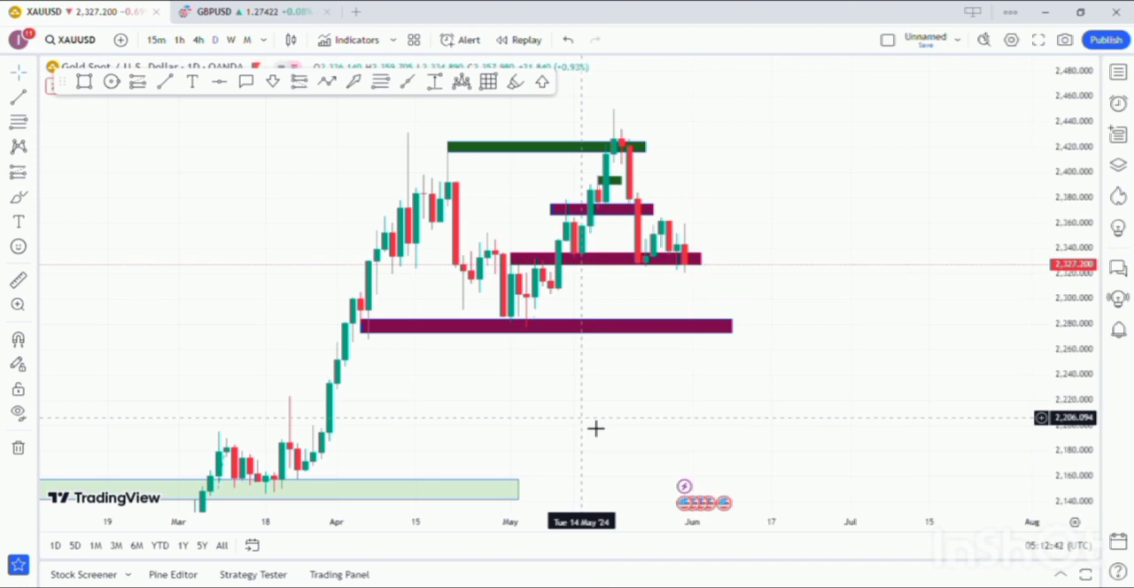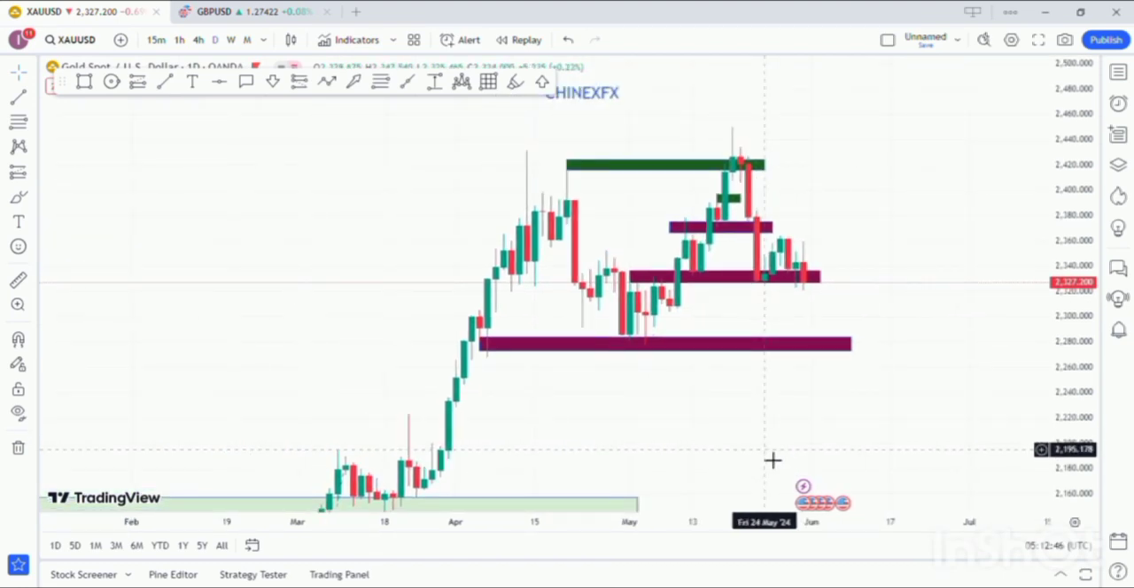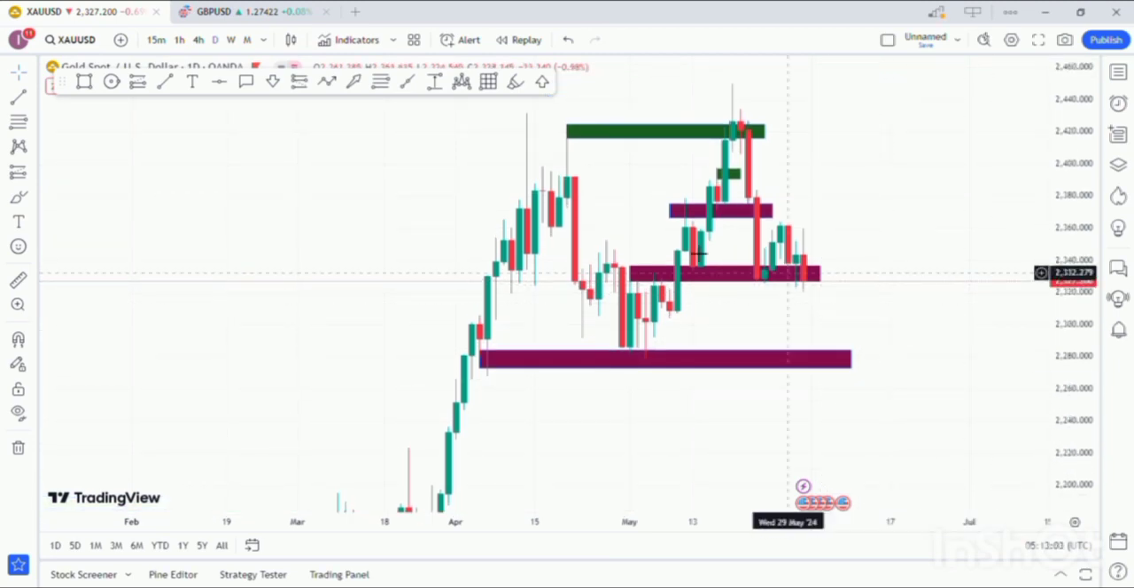On the daily time frame, as you can see, there are some key zones that were marked out for last week, which we were expecting XAUUSD to either move to or even respect, which it did. This was one of the zones we were expecting XAU to come down to retest, which it did, and even broke out from.